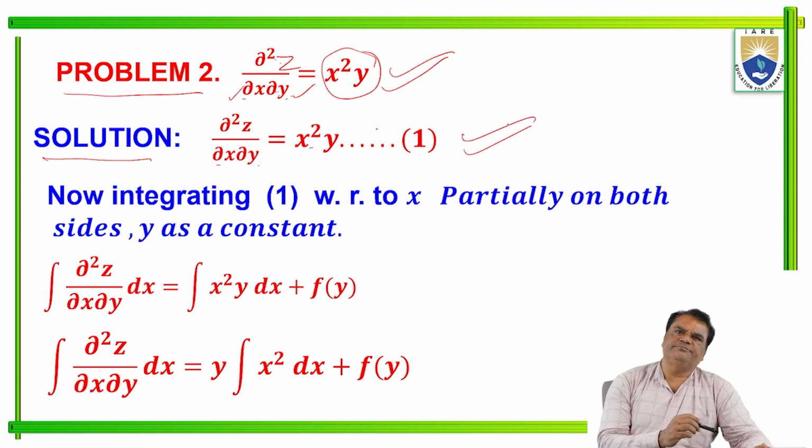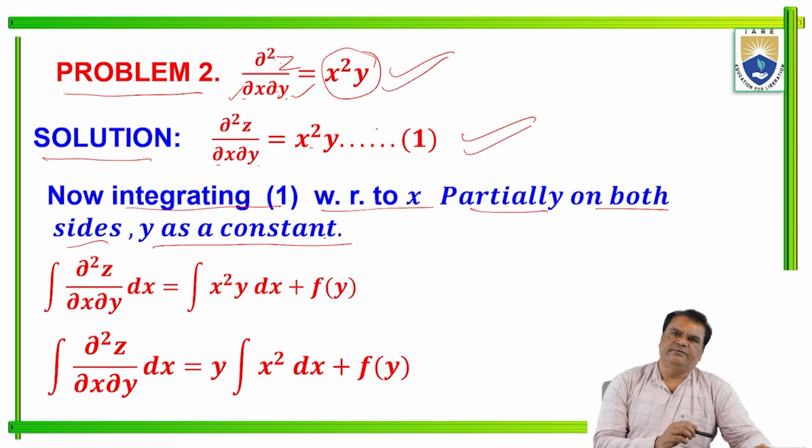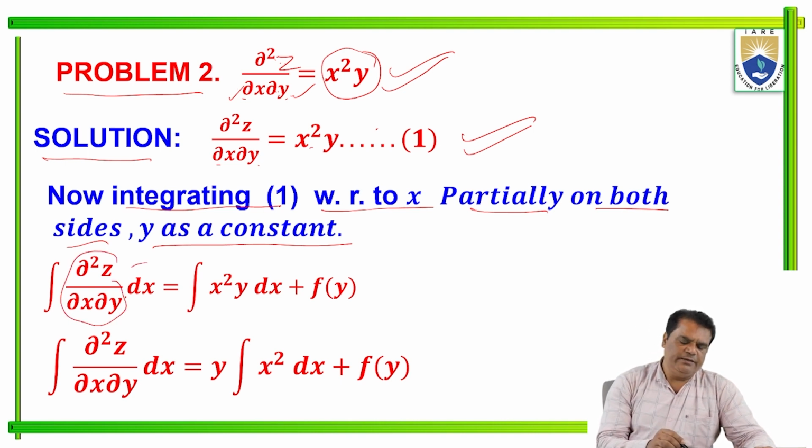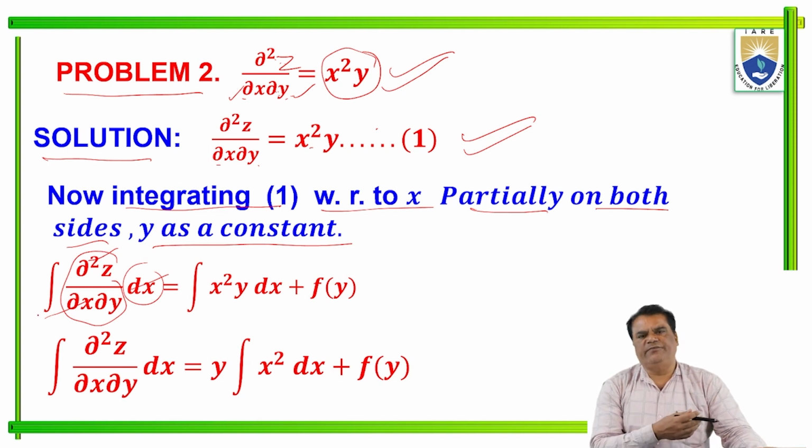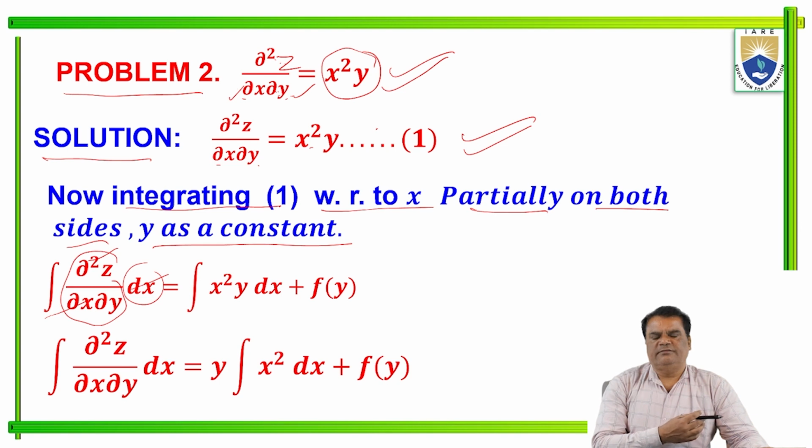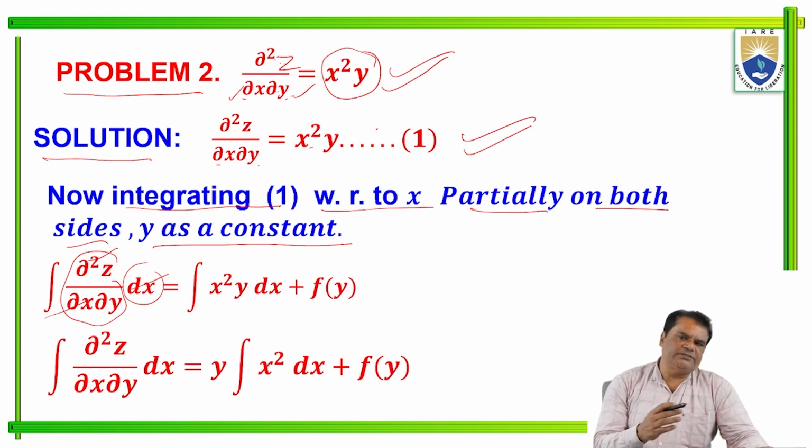This is equation 1. Now integrating 1 with respect to x partially on both sides, y as a constant. With respect to integration with respect to x, the other variable is a constant. So ∂²z/∂x∂y dx with respect to x. So one order is cancelled. Integration cancels one differentiation. Integration is just the inverse of differentiation, either in an ordinary differential equation or partial. In the same way, one differentiation is cancelled by one integration.